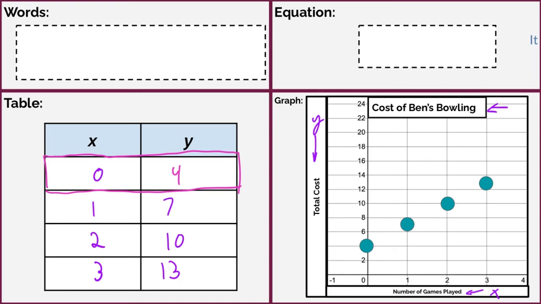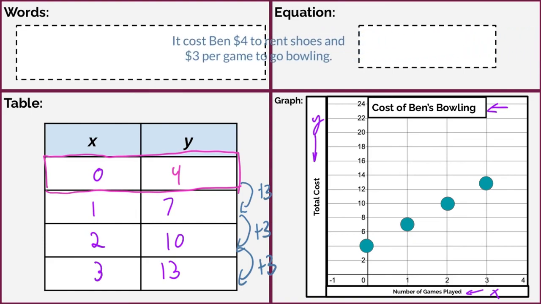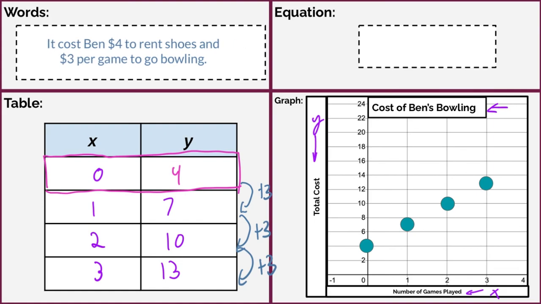So how do I get from 4 to 7? That's adding 3. How do I get from 7 to 10? That's adding 3. How do I get from 10 to 13? That's adding 3. So each one of my games is now going to cost me $3. So to sum up what's happening here, it costs Ben $4 to rent shoes and $3 per game to go bowling. So now that I have that information, I can make my equation, and I can either use y, x, total, or g for games played.